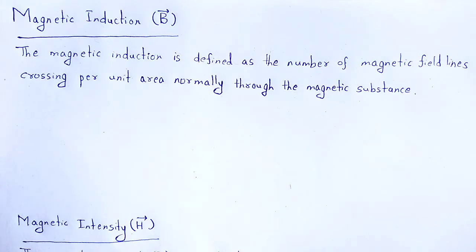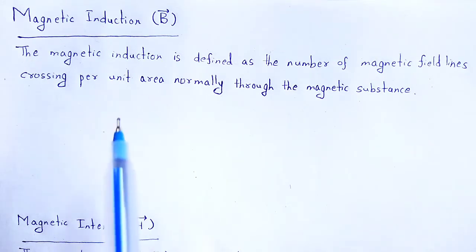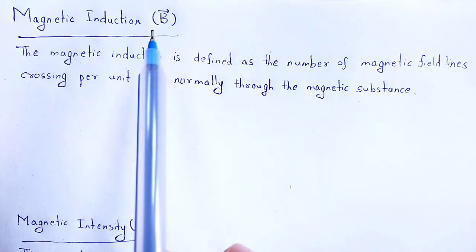In this video, we are going to discuss three magnetic vectors, that is B vector, S vector and M vector, their relations and the concept of magnetic susceptibility and magnetic permeability. Let's begin. First, magnetic induction, B vector.